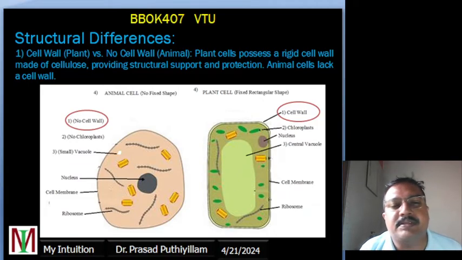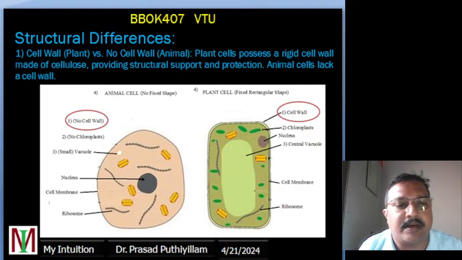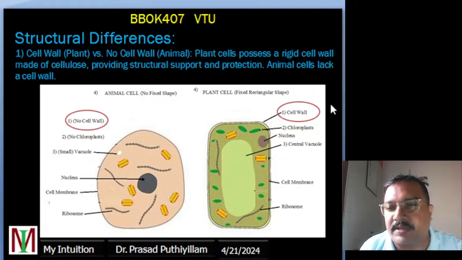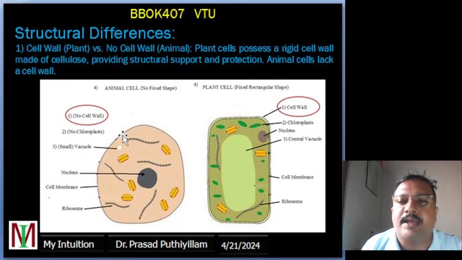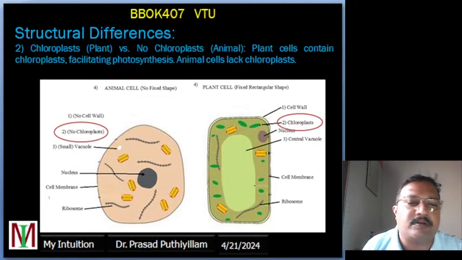In the case of animal cells, they are like freestanding tents. They don't have any cell wall, so they can take various shapes depending upon the specific function. So that is the first difference, the cell wall, which is identified. Cell wall is there in the case of plant cells. Cell wall is not there in the case of animal cells. And the second point, that is chloroplast.